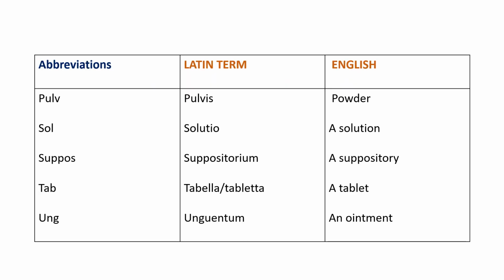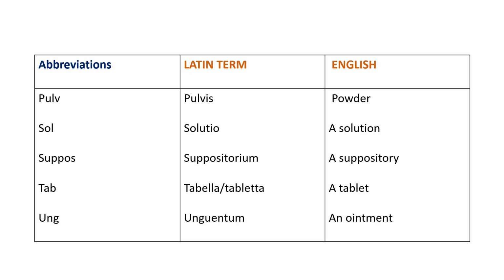First, pulvis. In English, it is called powder and is abbreviated as pulv. Solutio. In English, it is a solution and the abbreviation is sol. Suppositorium. In English, it is called a suppository. Tabella or tableta. In English, it is called a tablet.